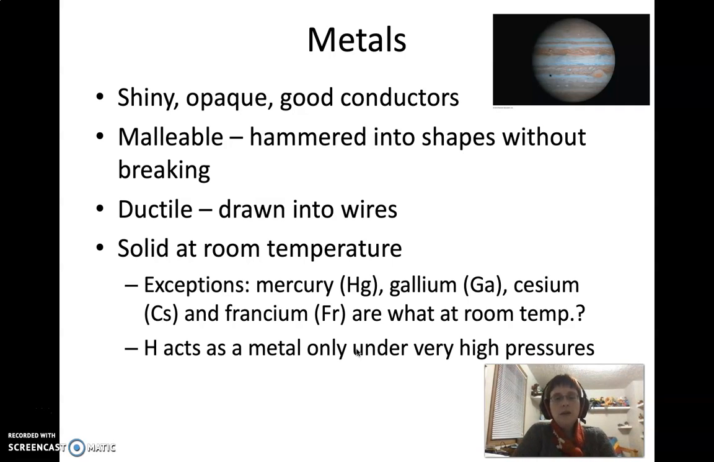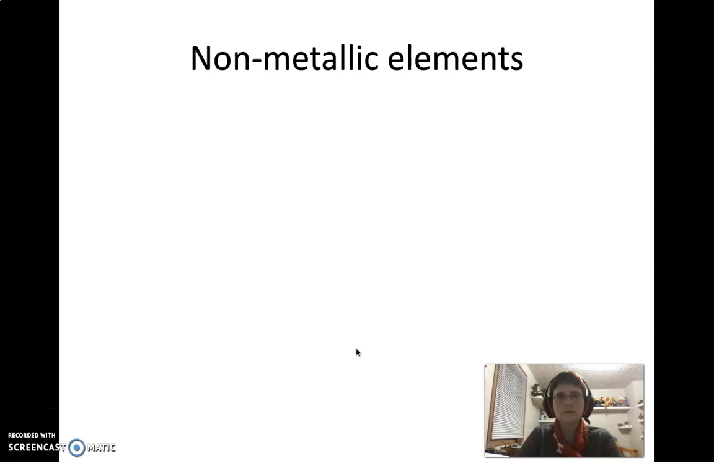Now, you may have noticed that helium, or I'm sorry, not helium, hydrogen is kind of marked as a metal. And it is a metal, but only under extremely high pressure. So most of the time, hydrogen is going to act as a nonmetal or a gas, but under very, very high pressures, it will turn metallic.